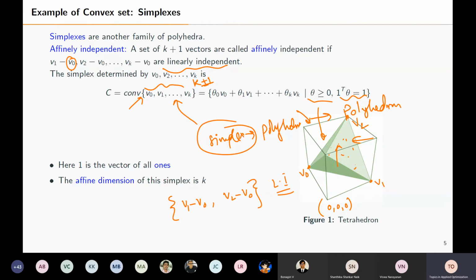Sir, so simplex is nothing but convex combination of affinely independent vectors, right? Yes, affinely independent vectors, convex combination. So that's why you will get a boundary like this.